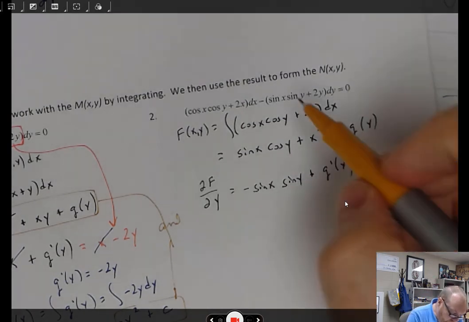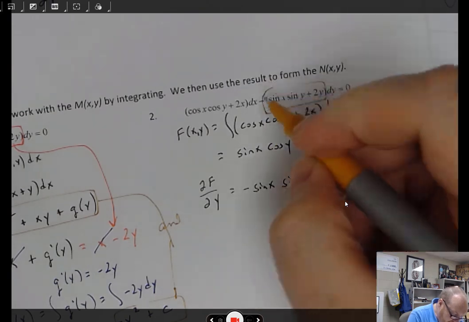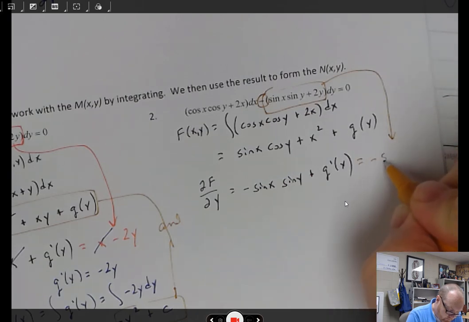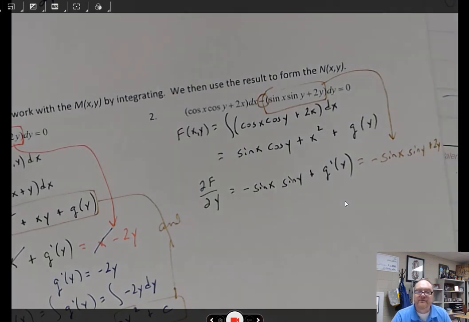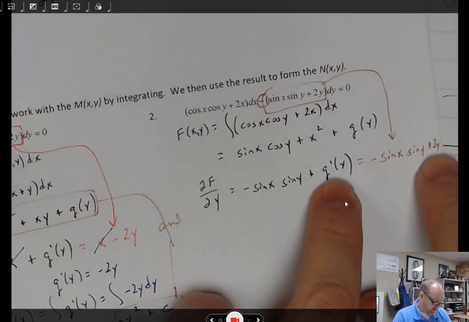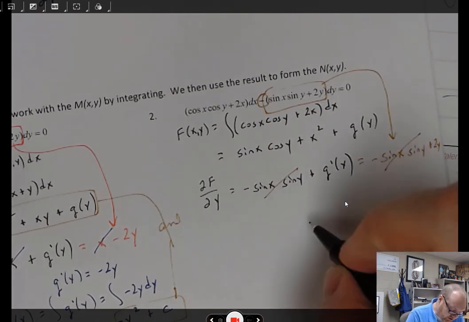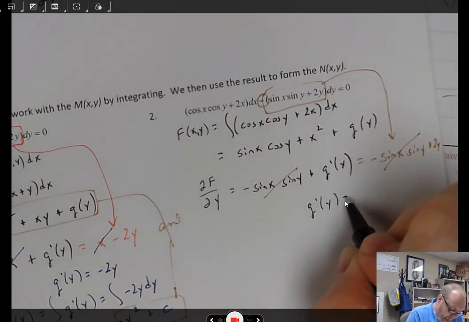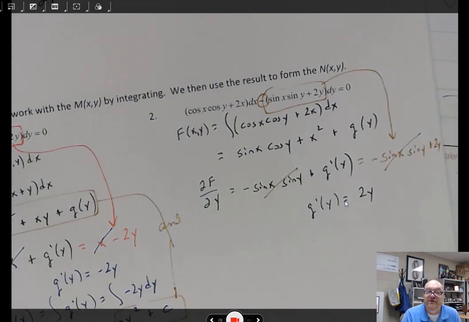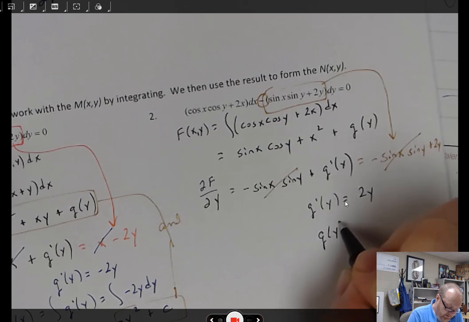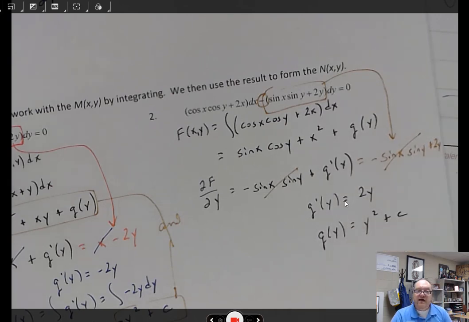So once again, I want to use this piece, and let's not lose that negative sign. Running out of room there, maybe you can see. So I've got a negative sine x sine y, so that's gone in a sense. What I'm left with is that g prime of y is equal to 2y. Kind of like the previous problem. I just picked a problem, I didn't know how they were going to work out. So g of y is y squared plus a constant.